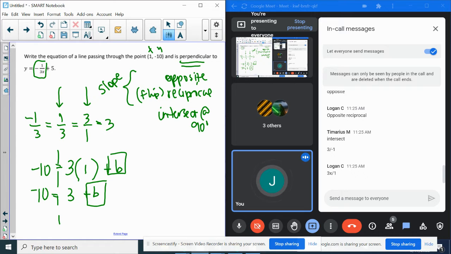Add it, subtract it, divide it, multiply it. What would you do? Yep, good job. So we're going to subtract 3. So it's going to be negative 13 equals B.